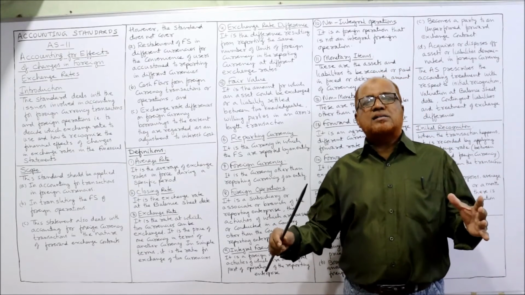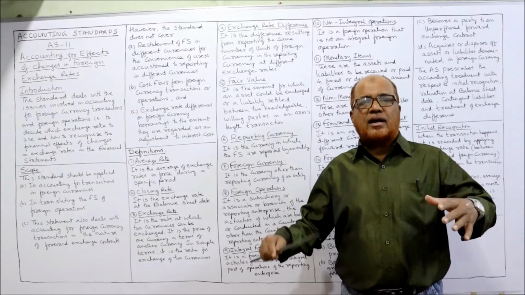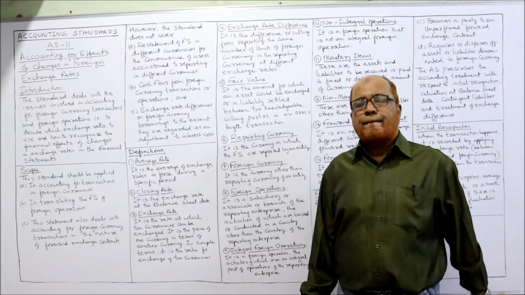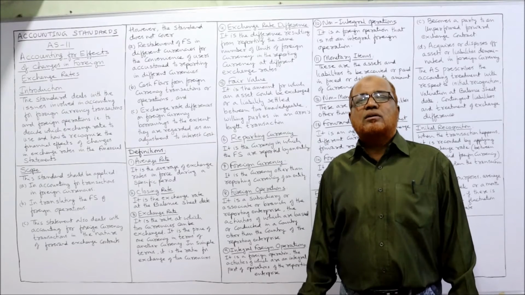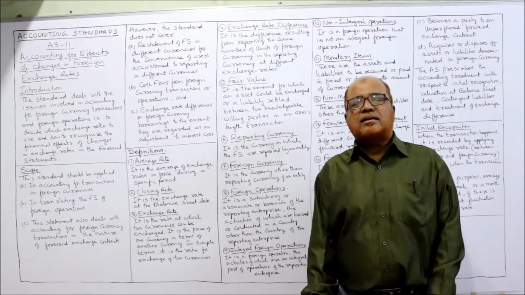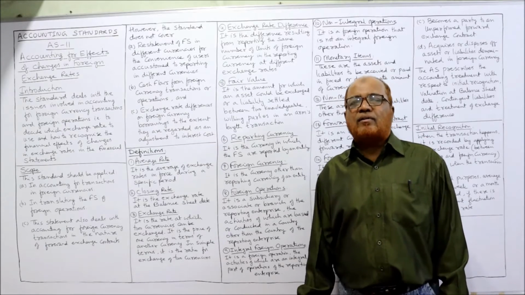So when two parties are willing to enter into a contract on an arm's length transaction, the amount at which the asset will be exchanged or the liability will be settled is called fair value.